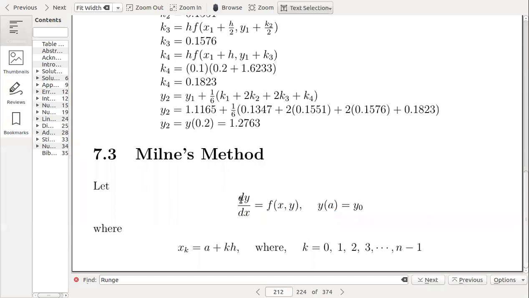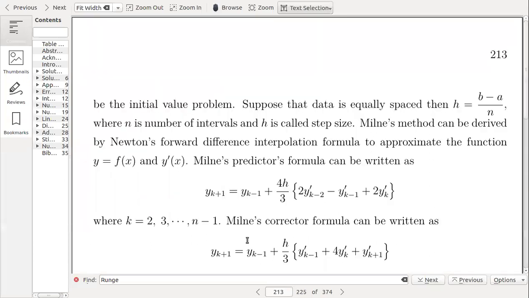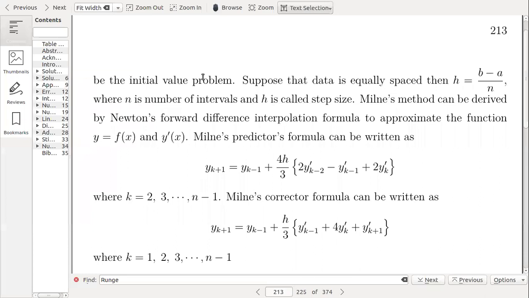So suppose that we are given an initial value problem. This problem is an initial value problem because we have only one value of the independent variable, which is a here, and at x equal to a, the value of y can be denoted as y naught, where xk can be written as a plus kh for k equal to 0, 1, 2, 3, and so on. We can stop at n minus 1. Okay, and this is the initial value problem.